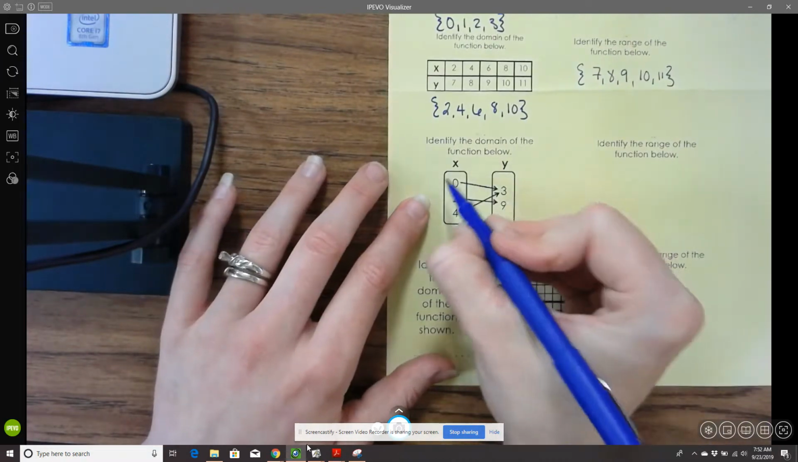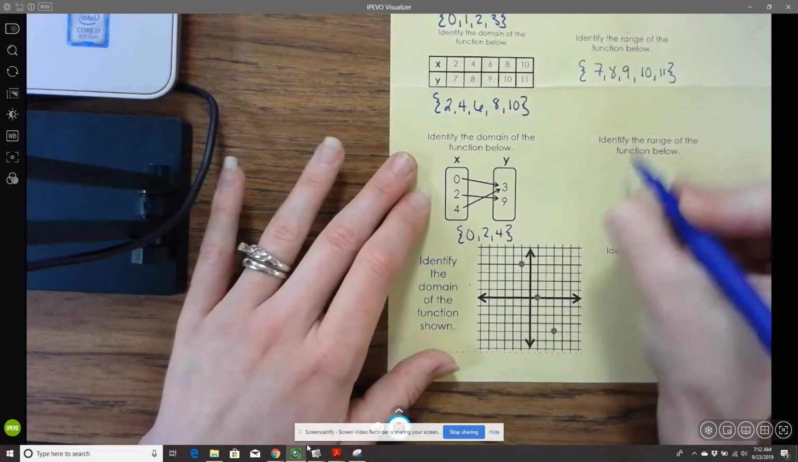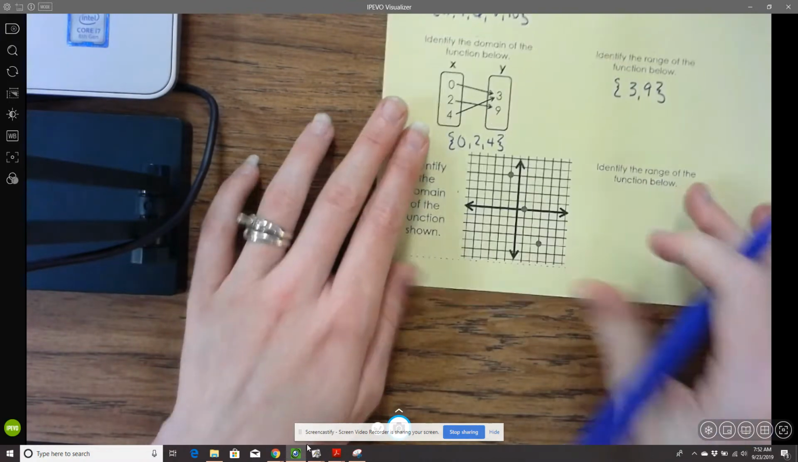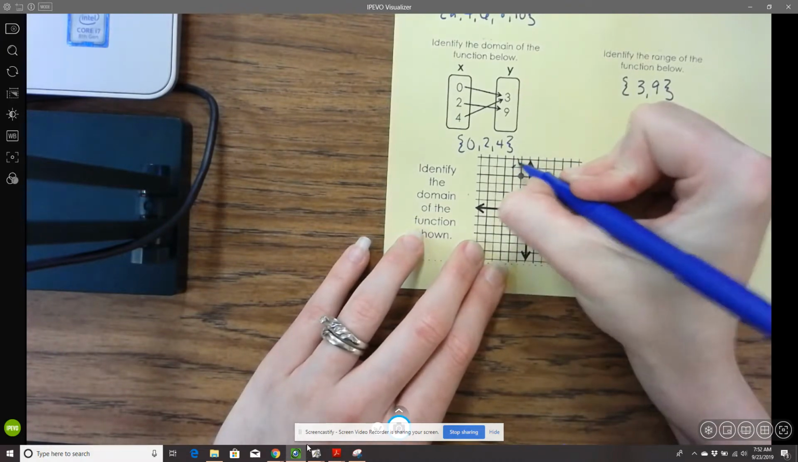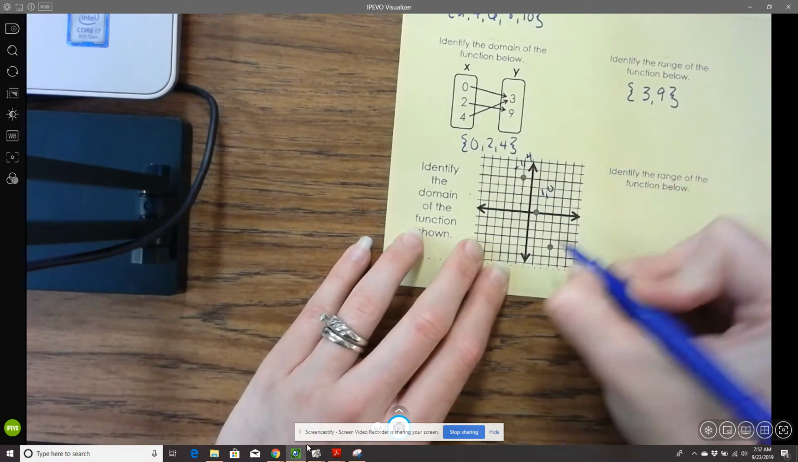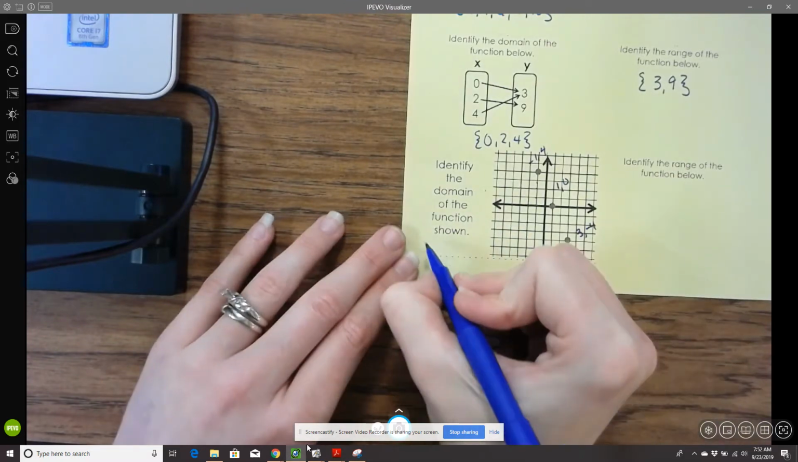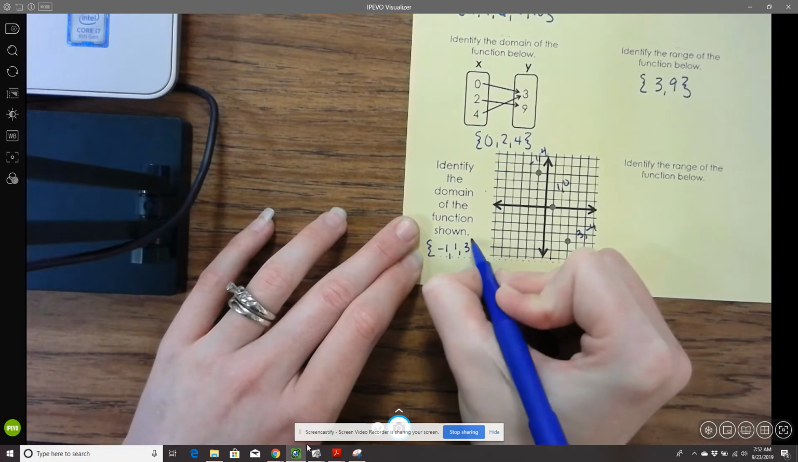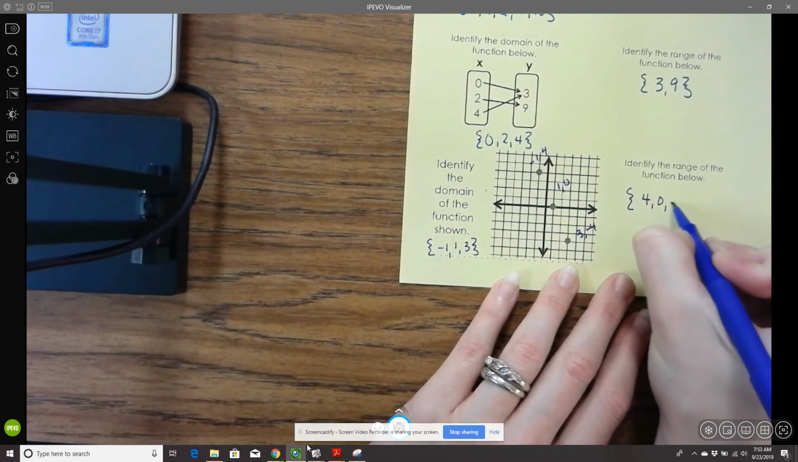All right, domain here are your x's, 0, 2, and 4. And your range would be your y's. And then here, so we've got -1, 4. And we've got 1, 0, and 3, -4. So our domain here is going to be -1, 1, and 3. And our range is going to be 4, 0, and -4.